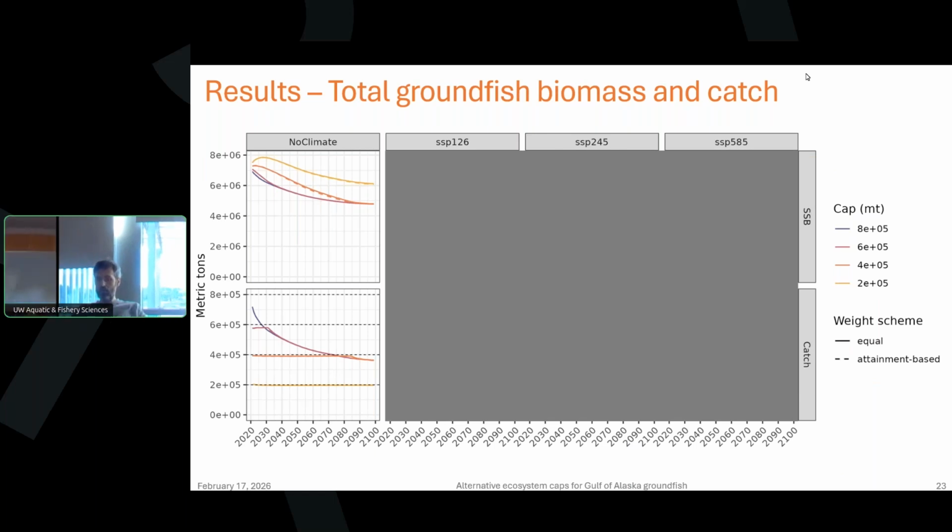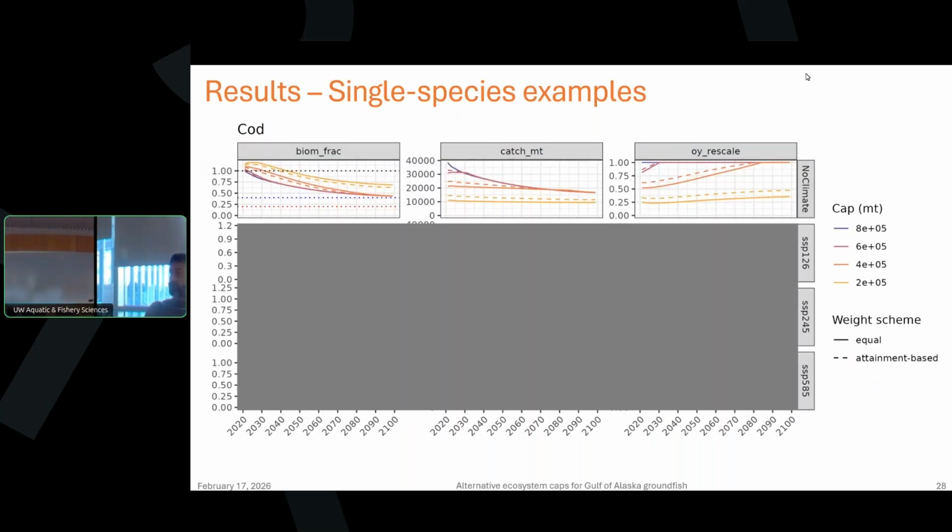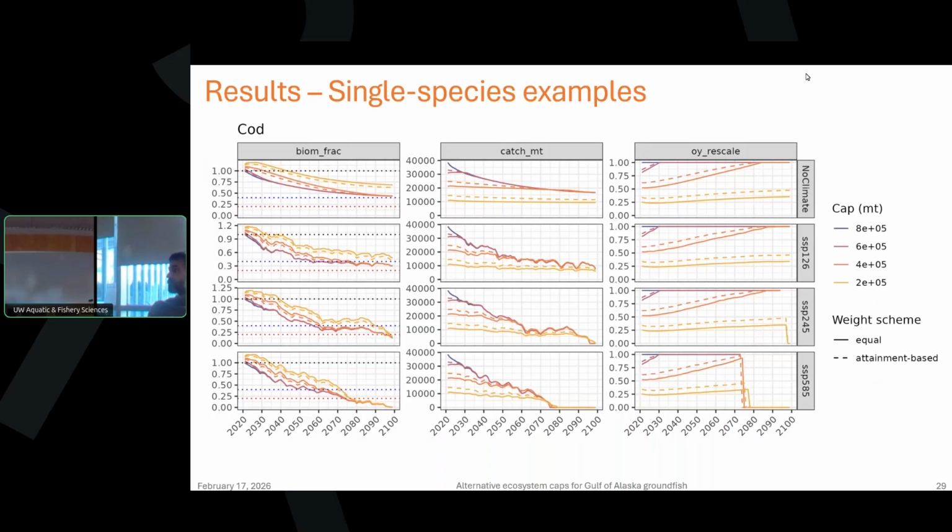Let's go to the next slide. I think that gets closer at the single species level. This one? Yeah. So it's not in biomass units, is it? No, that's biomass fraction. Which means biomass fraction. So what you want to know is what is the first column in biomass?